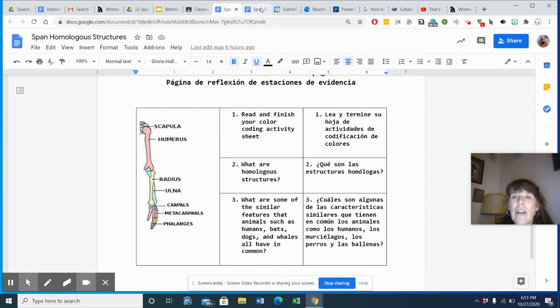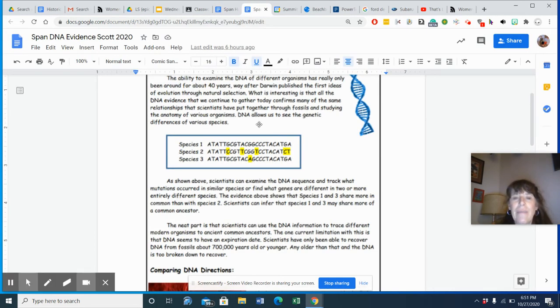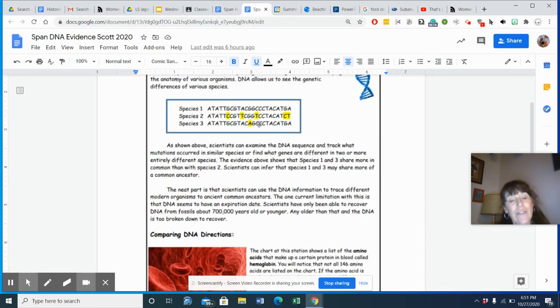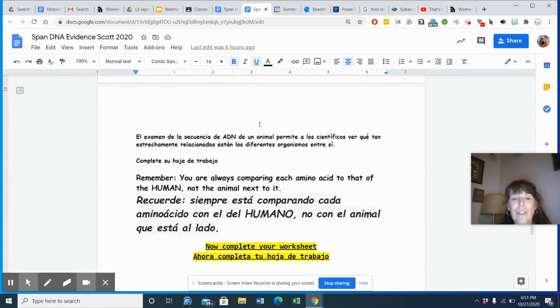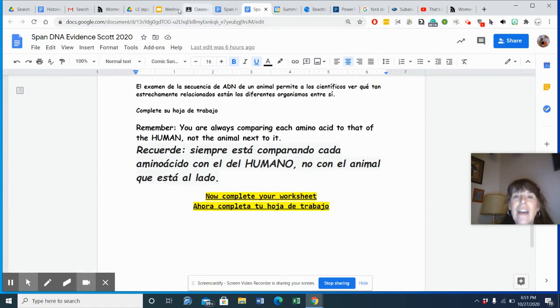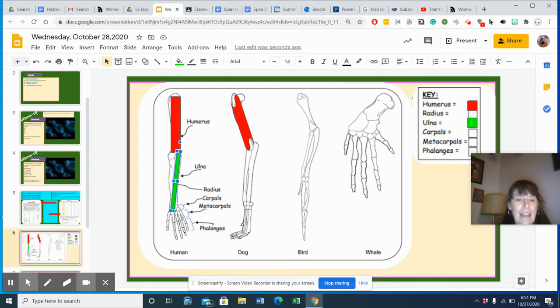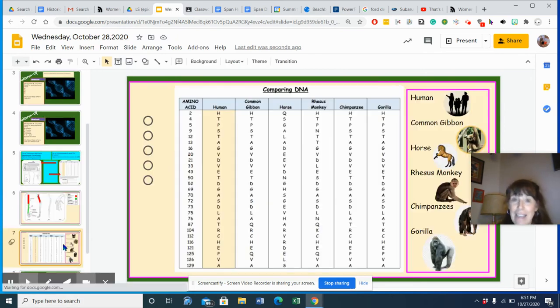Okay, the next one is DNA, right? This is more evidence for evolution. So you'd read through this whole activity, and then you'd go to your paper I gave you. And again, it's a little weird the way that I'm going to do it because I can't write on my slideshow. But the idea here is that you are going to compare each of these animals here, the common gibbon, the horse, the rhesus monkey, the chimpanzee, and the gorilla, all to the human.